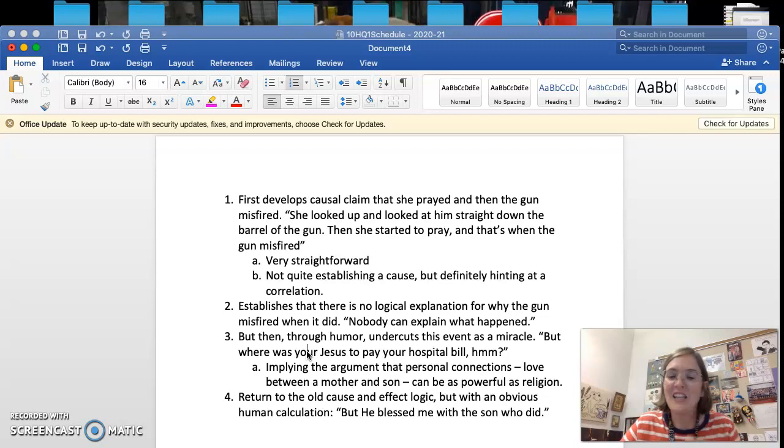And the argument there isn't just about how, hey, I was the one who paid your hospital bill, how about praying to me instead of to Jesus? He's not necessarily saying that. I think what he's saying is that, if we extrapolate that a bit and have a broader argument, maybe the love between a mother and a son, particularly the love that a son has for his mother, could take the place of religion.